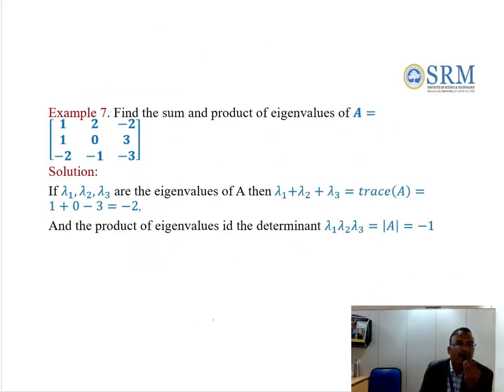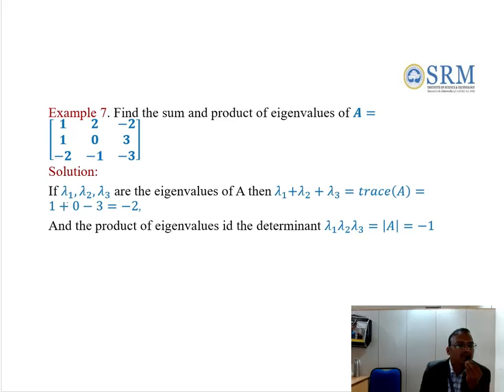First example, find the sum and the product of the eigenvalues of the matrix A, where A is, the first row is 1, 2, minus 2, then 1, 0, 3, then minus 2, minus 1, minus 3. What is the sum of the eigenvalues? Sum of the eigenvalues, which is nothing but the trace of the matrix. Okay. And then the product of the eigenvalues, which is nothing but the determinant of the matrix A.